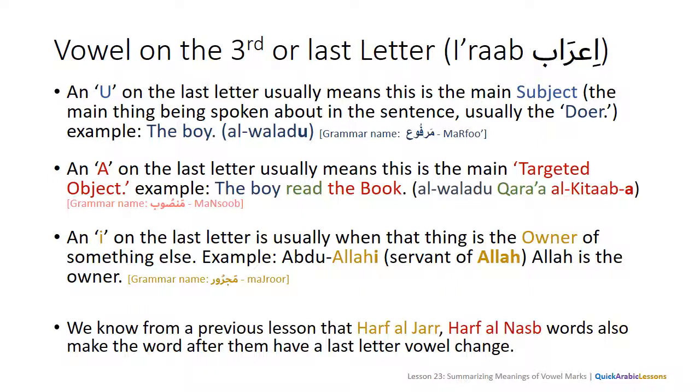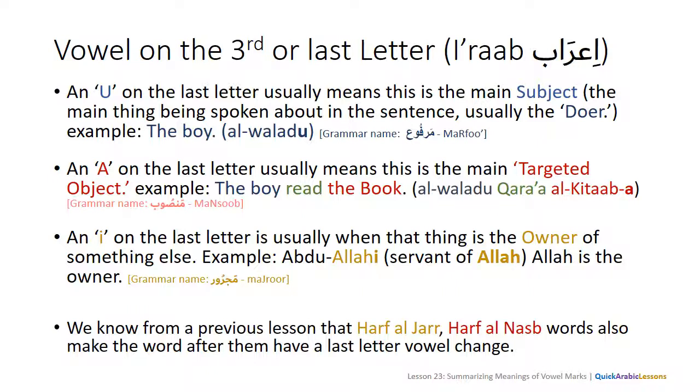Now, the vowels on the third or last letter are called i'rab. I'rab is on the grammar page that we studied about Zaid and Amr. Now, a u on the last letter, usually the third root letter, means this is the main subject, the main thing that's being spoken about in the sentence. Usually it's the doer. So for example, the boy, al-waladu.